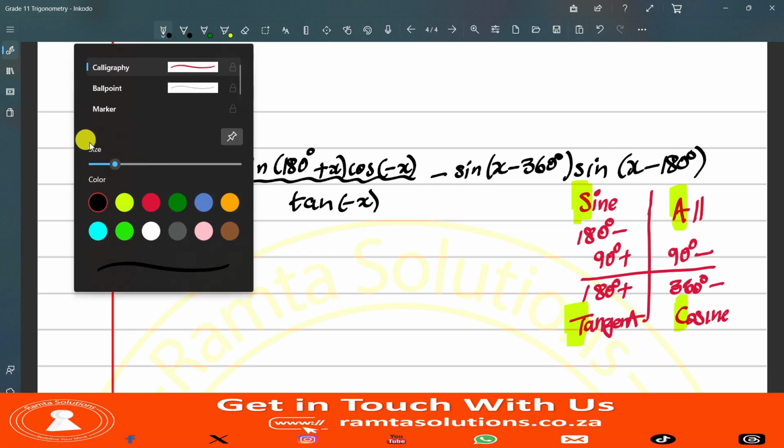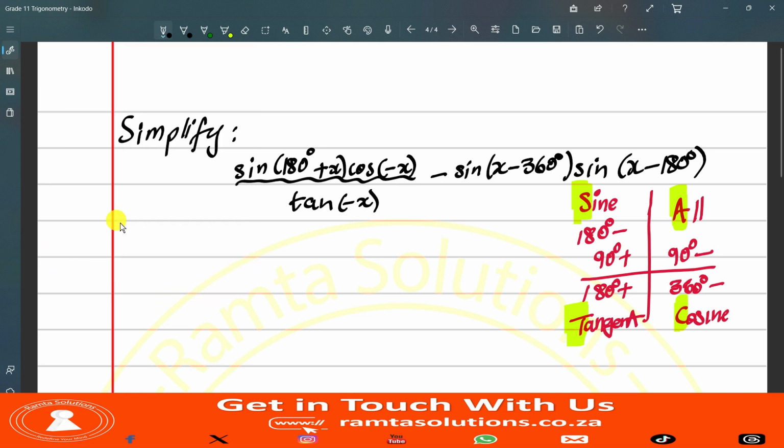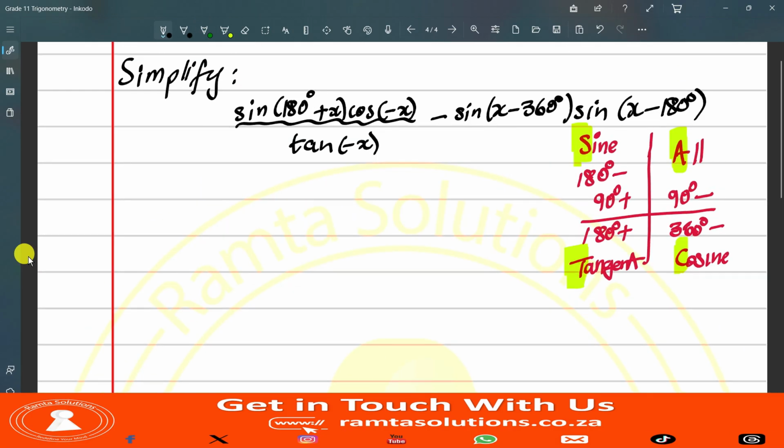As we proceed now to answer this question, we have sine(180 degrees plus x). Which quadrant is it? First things first, the 180 degrees plus is the third quadrant. And how is sine in the third quadrant? It is negative, right? So it'll be negative sine x, hence I'm putting it inside a bracket.